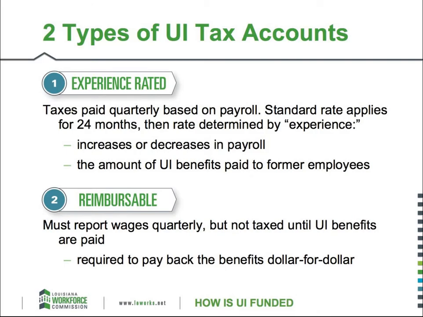There are two types of unemployment insurance tax accounts: experience-rated and reimbursable. A new employer will start out with a standard rate, and after 24 months, a review of their experience determines the rate for the next year. Experience factors include increases or decreases in payroll and the amount of benefits paid to former employees.